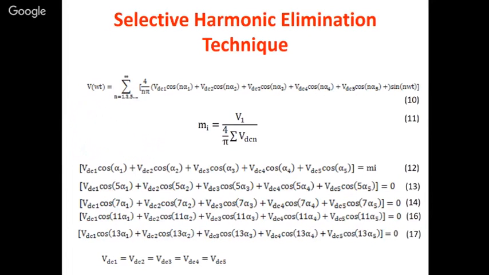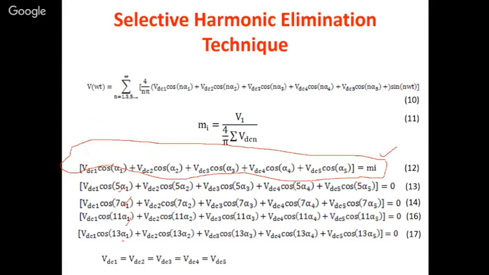So what we require is the fundamental voltage, which is what we have written. This is the fundamental voltage that is equal to Mi. What are the things we don't require? The 5th harmonic, 7th harmonic, 11th harmonic, 13th harmonic. I am just equating them to 0 because this is the selective harmonic elimination method. I am telling these harmonics, let me eliminate.